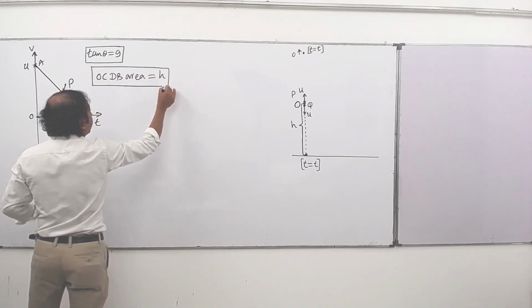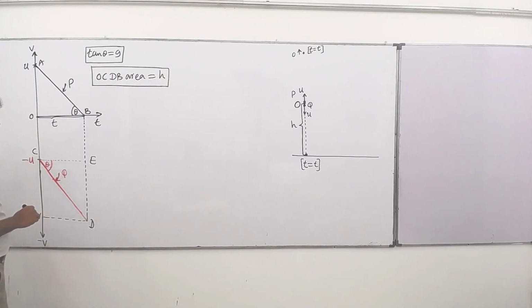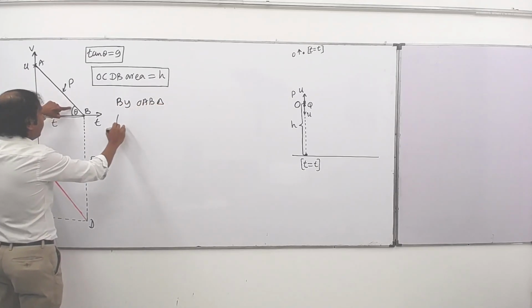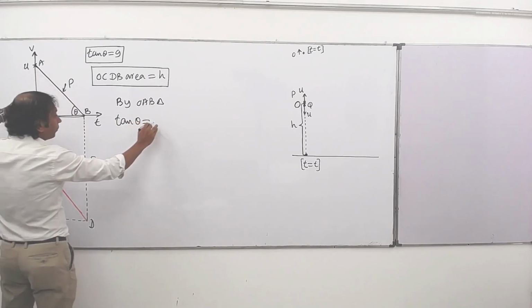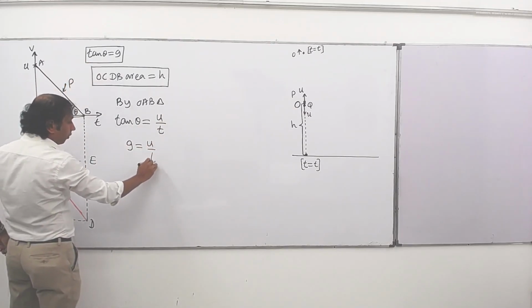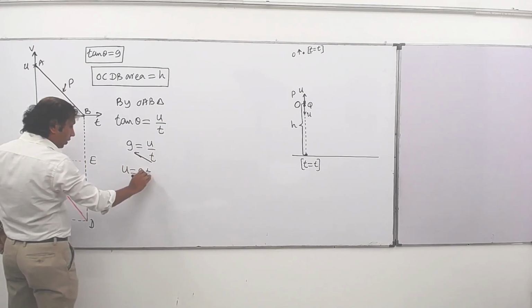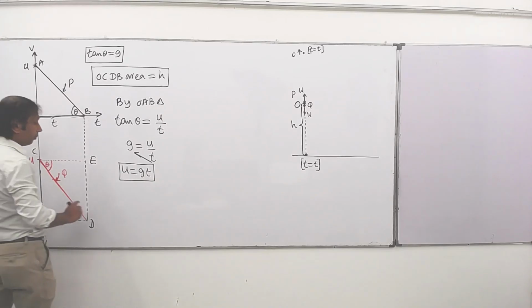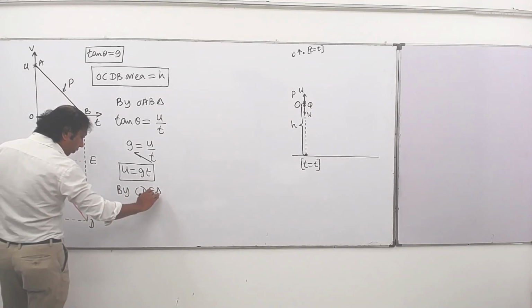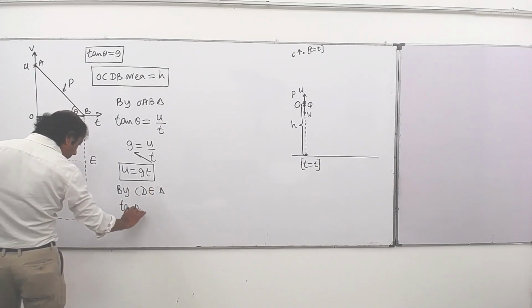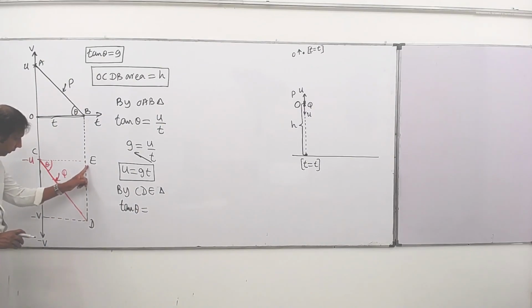Now I do the calculation like this. By the triangle OAB, we write tan theta: opposite side u, adjacent side t, and tan theta is g. Using cross multiplication, u equals g t. Secondly, by the triangle CDE, we can write tan theta as the opposite side, this height, divided by this side.